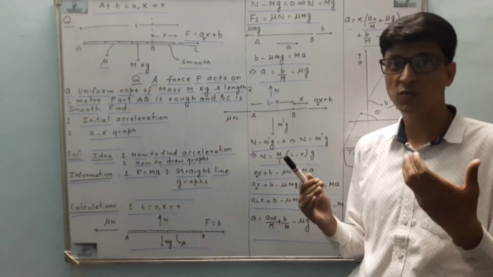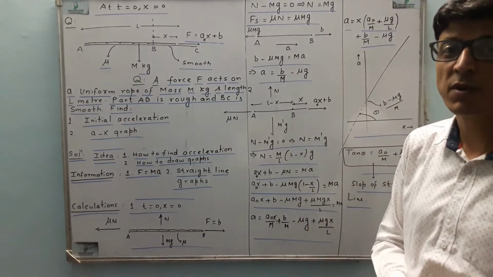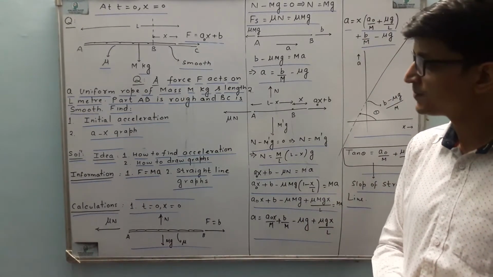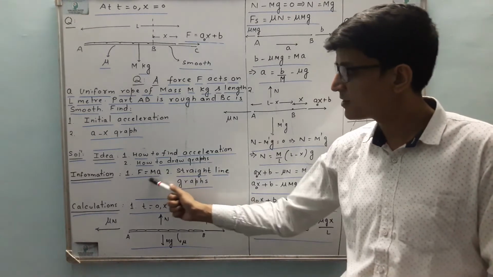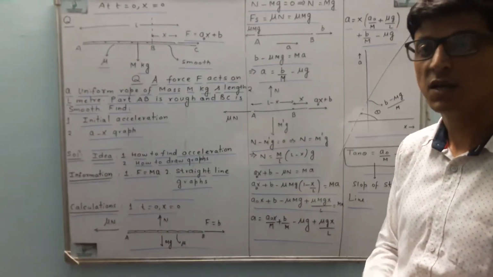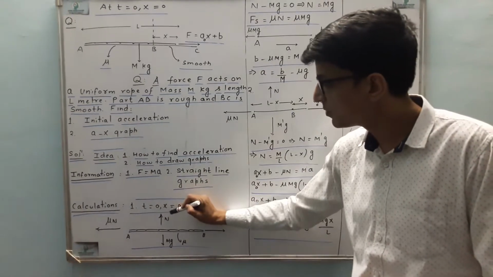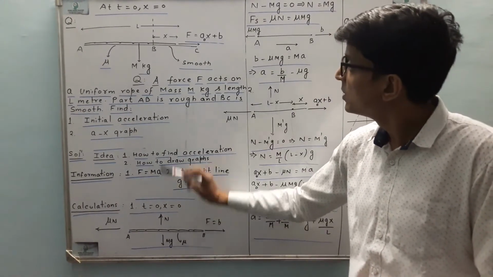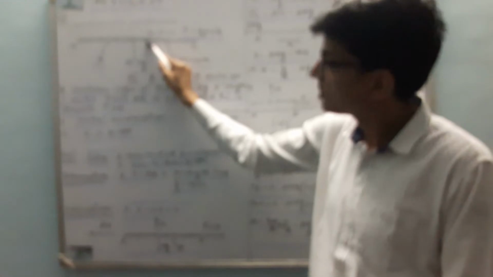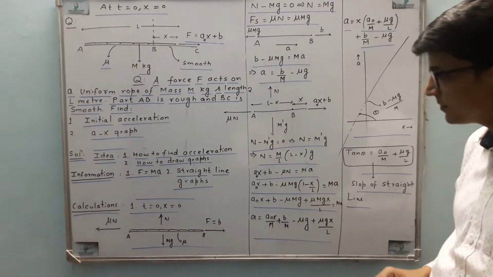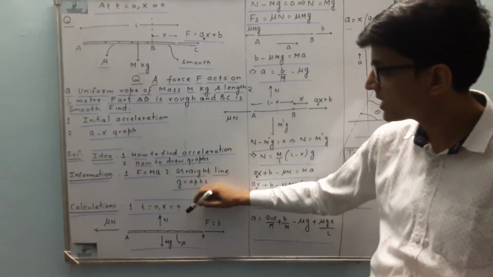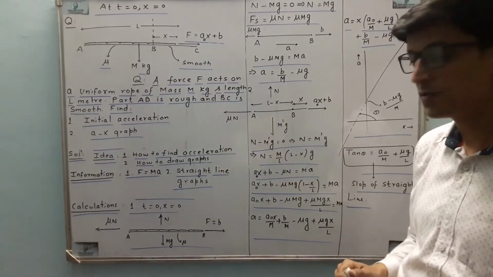Now we need to retrieve certain information from our mind to solve this question. The information is F is equal to ma, Newton's second law of motion for constant mass, and straight line graphs. Now let's start working on the calculations. If t is equal to 0, then x will be 0. So this point will lie on B. The force will be equal to B because x is 0. So force is equal to B.